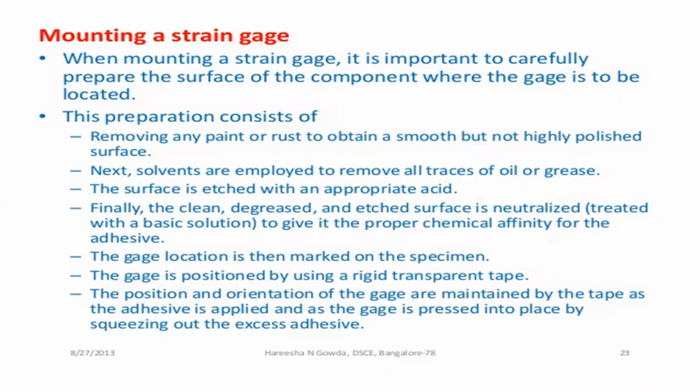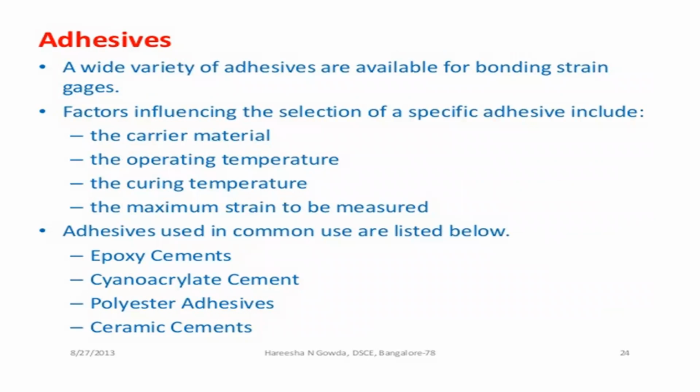The position and orientation of the gauge are maintained by the tape as the excessive adhesive is squeezed out. We can see the position of the specimen and the position of the gauge: where we should locate the gauge on that specimen, and the orientation of the gauge, maintained by the tapes as the adhesive is applied and the gauge is pressed into place, squeezing out the excessive adhesive. So that is the overall mounting of a strain gauge.